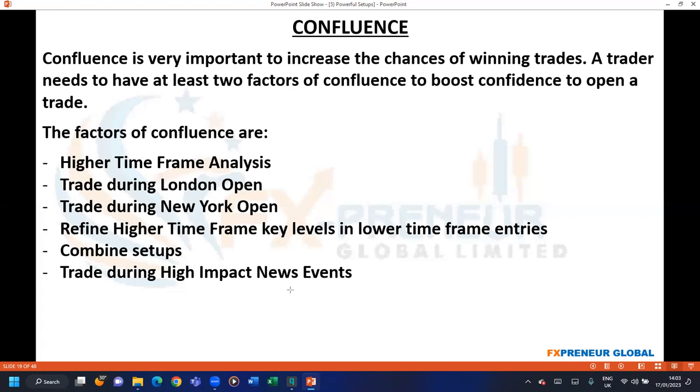And what are some of these confluences? Higher time frame analysis, trade during London Open, trade during New York Open, refine high time frame key levels into lower time frame entries, combine setups, trade during high impact news. So you start from a higher time frame analysis, which you refine to lower time frame. Now on those lower time frames, you look for entries during either London Open or New York Open. You combine all of these setups together, it gives you a very good probability entry.